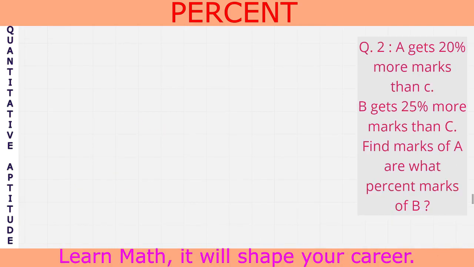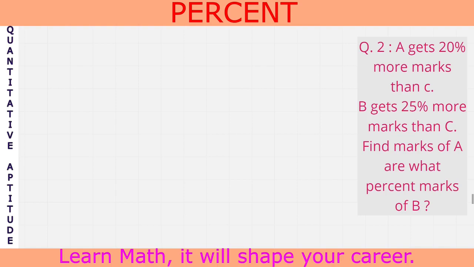We go to the next question. A gets 20% more marks than C. B gets 25% more marks than C. Find marks of A are what percent of marks of B. Here it is not asked more or less. It is asked: find marks of A are what percent of marks of B. So we have to have the ratio of A and B in percent terms.